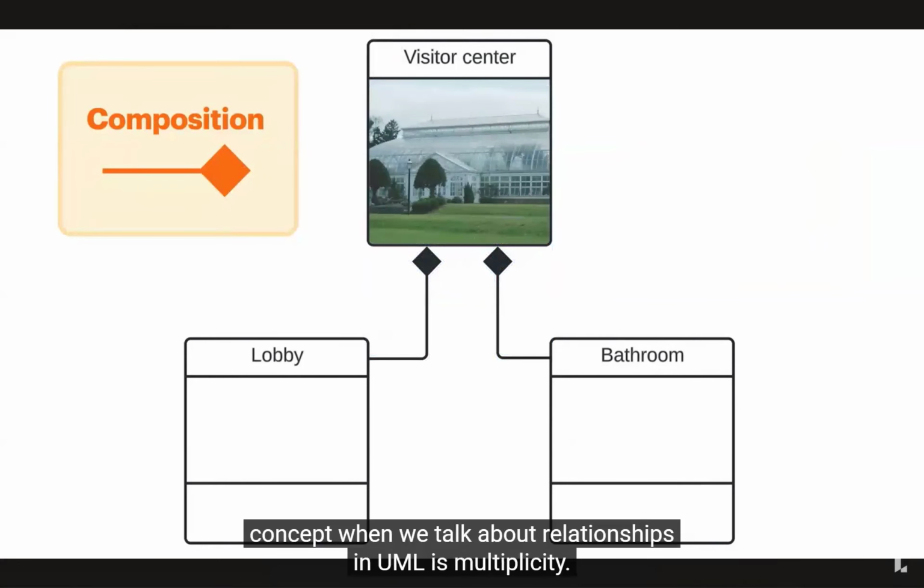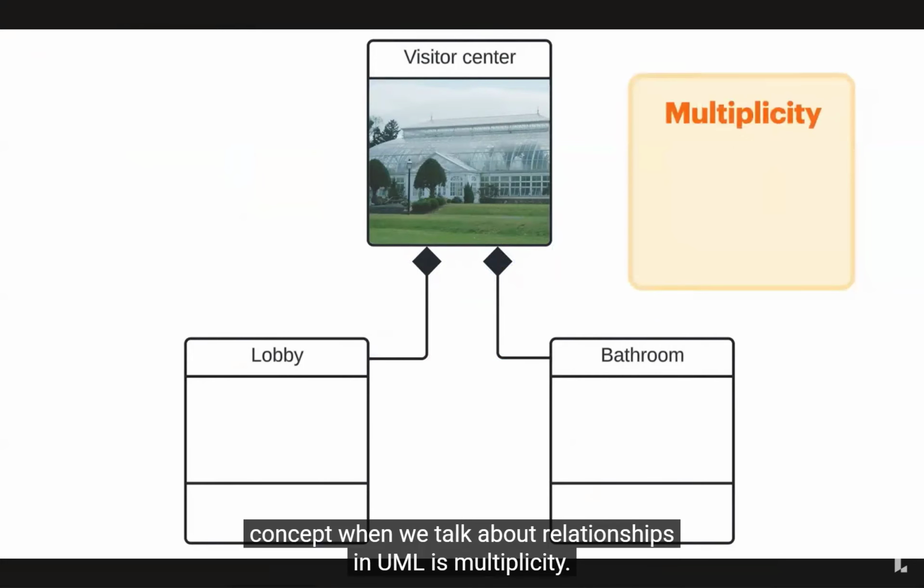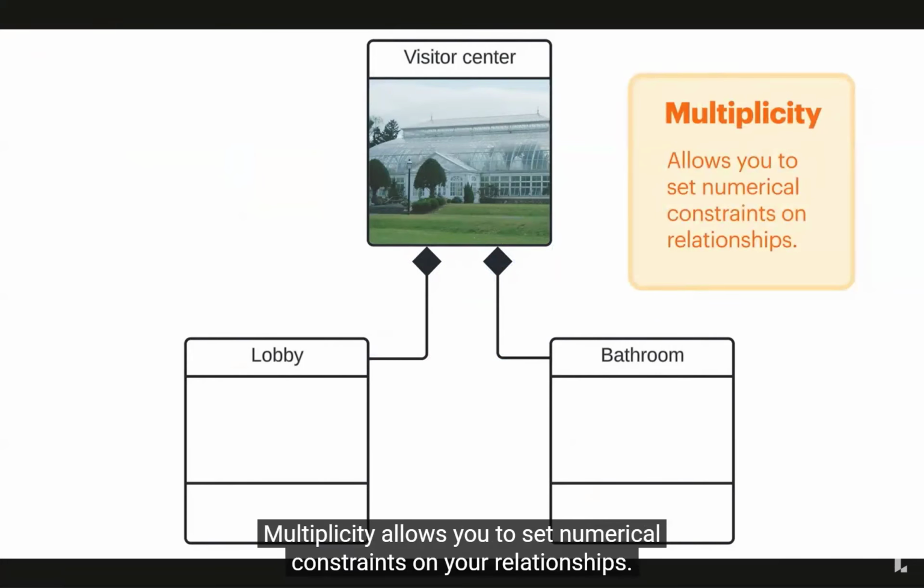Another important concept when we talk about relationships in UML is multiplicity. Multiplicity allows you to set numerical relationships.